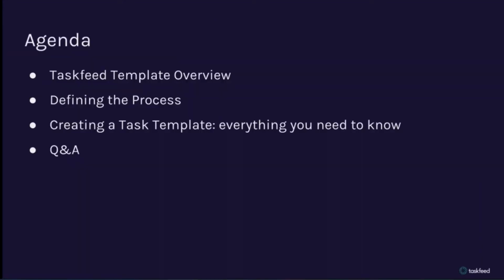In this session, I'm going to be talking about defining a process to be mapped in Taskfeed. So this is what needs to be defined before creating a template. I'll give you a quick overview of the two template formats we have in Taskfeed. And finally, I'll show you how to create a task template while giving you the full scope of what you need and how to create these templates. I'll save some time for Q&A in the end if anyone has questions.